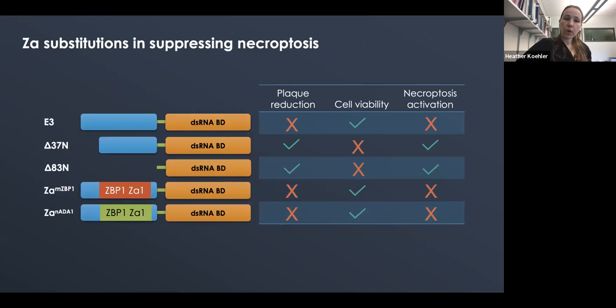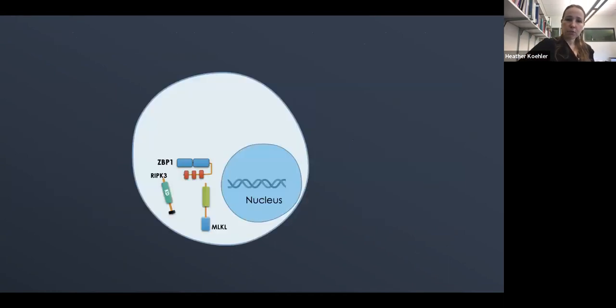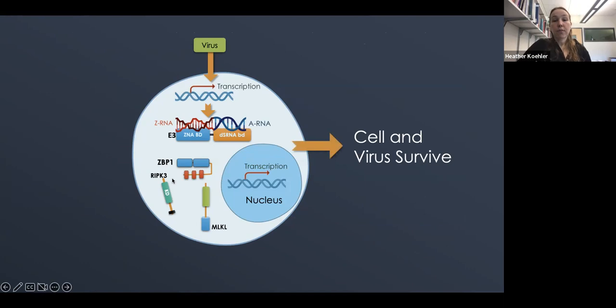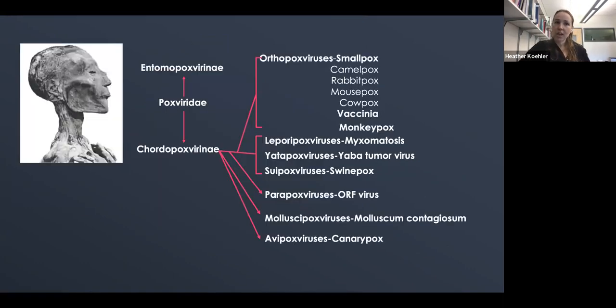So interestingly, we know that we've said this is super well conserved, except one. We domain swapped, but that's not super important. So this is our model where the virus undergoes transcription, we create Z-form nucleic acid, and E3 normally prevents that, letting the virus and cell both survive, which ends up killing the host.